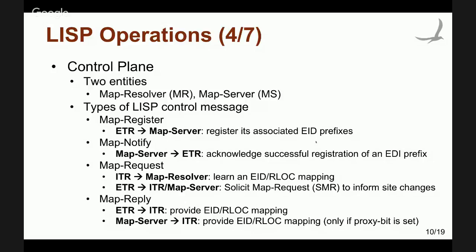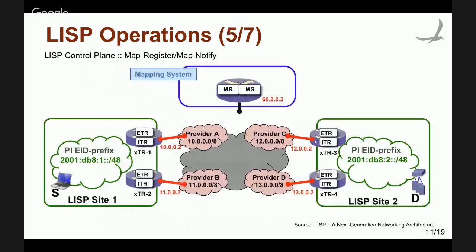And as a reply to this map request, there is a map reply message, and that is typically sent by the ETR to the ITR. Another case is that the map server can also send a map reply to the ITR if the proxy bit in this request has been set to true. So this is how these control messages work.